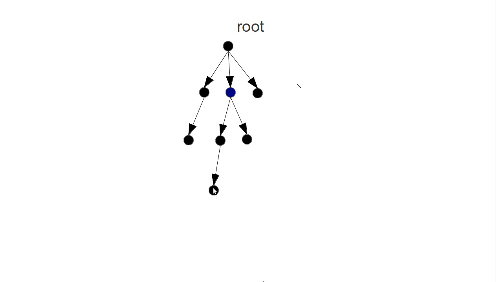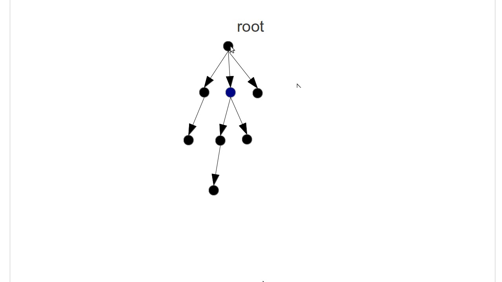The height of a node is how far it is from that node to the deepest child. So this blue node here has a height of 2. Well, you only have to take one step down here to get to the leaf. Here you take 2, and of course the entire tree has a height of 3.